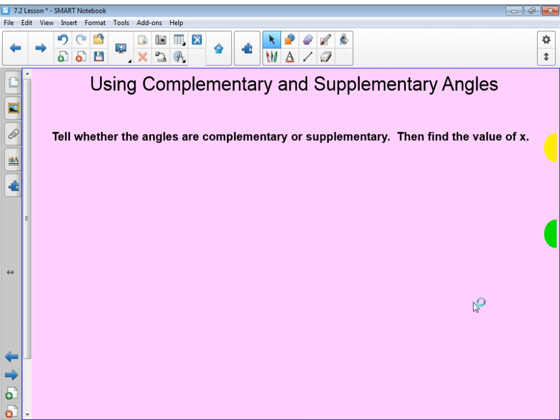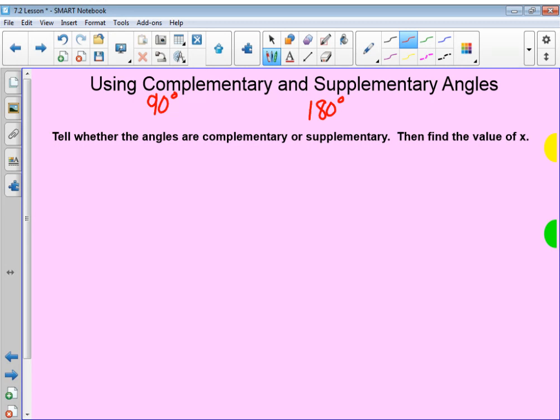Okay, so here in this part of the lesson, we're going to be working with using those complementary and supplementary angles. So let's do a really quick review of what a complementary versus supplementary angle is. Complementary, remember our C creates that 9 for a 90-degree angle, and our S creates that 8 for a 180-degree angle. So the sum, when we add them together, they have to equal 90 or 180.